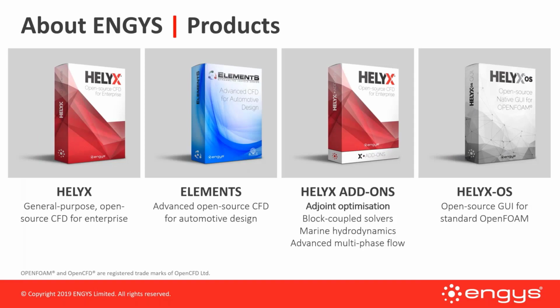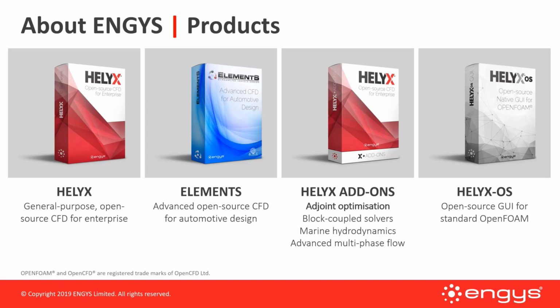Some of the products that ENGYS offers, the first one is HELYX. This is a general purpose open source CFD software suite. And this can solve a variety of problems: incompressible, compressible, rotating machinery, turbo machinery, and users are able to mesh, set up, solve, and post-process all within the same piece of software. ELEMENTS is almost a superset of HELYX in that, in addition to a general CFD software suite, it has tools that are very specific to automotive, like an external aero wizard to help set up external aero cases extremely quickly.